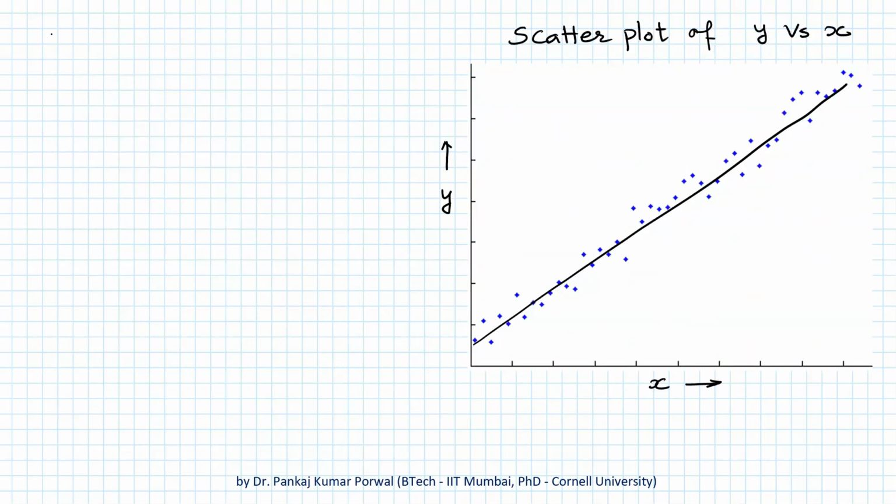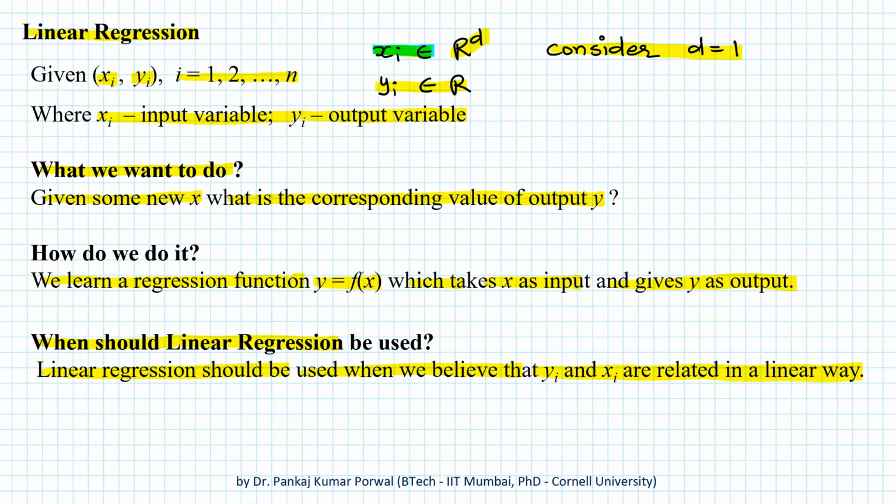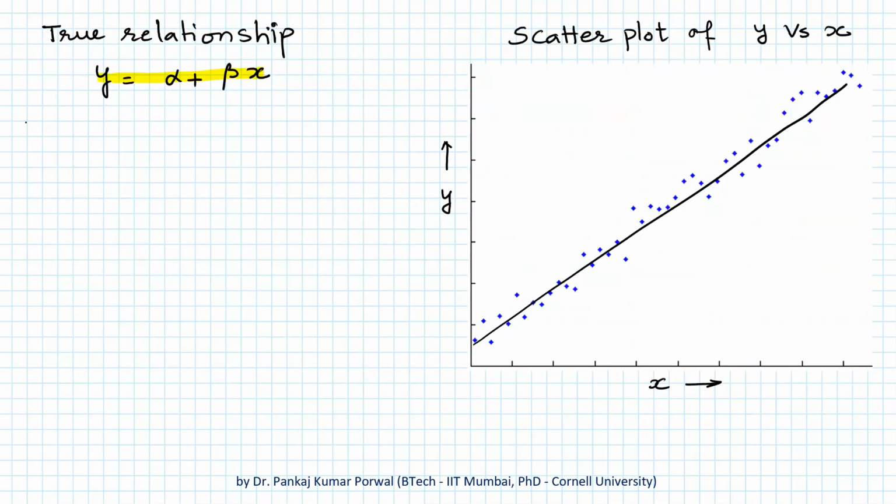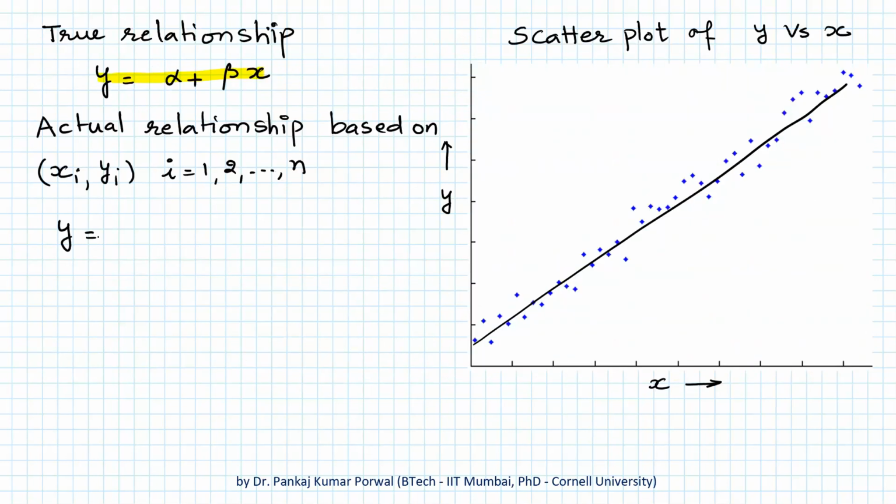So in linear regression, we assume that the true relationship between y and x is of the form y equals alpha plus beta x, and we want to learn this relationship. But because we are learning this relationship based on given xi and yi, our actual relationship will not be an exact one, but there will be some error in that. So we write the actual relationship as y equals a plus bx plus e, where e is the error in our relationship, and here a and b are called estimated values of alpha and beta based on the given data set.